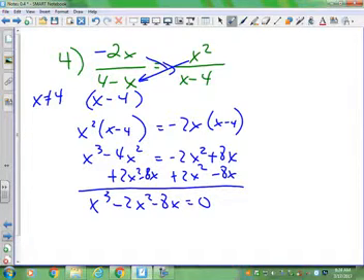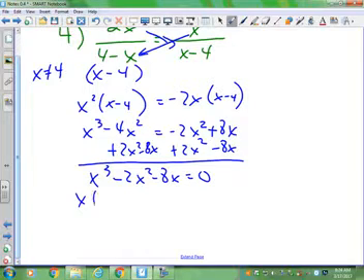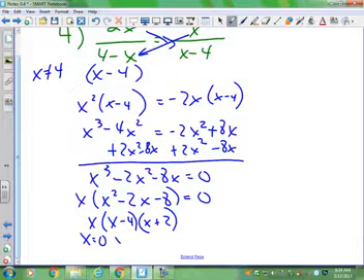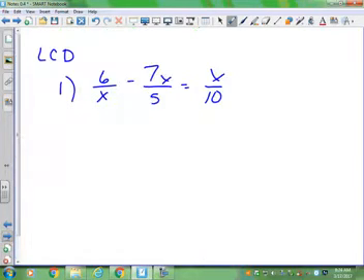Now I need to do some factoring to find the solutions. So first I'm going to take an x out, because that's the GCF. Then I'm going to try to make it into 2 parentheses. Now we've already found out our answer can't be 4, so let's see if that's a problem as we get our solutions. So I think it's negative 4 and positive 2 multiply to be negative 8, but add up to negative 2. So my x solutions are 0, 4, and negative 2. But according to this, it can't be 4, so I throw that one away, and it's just 0 and negative 2.